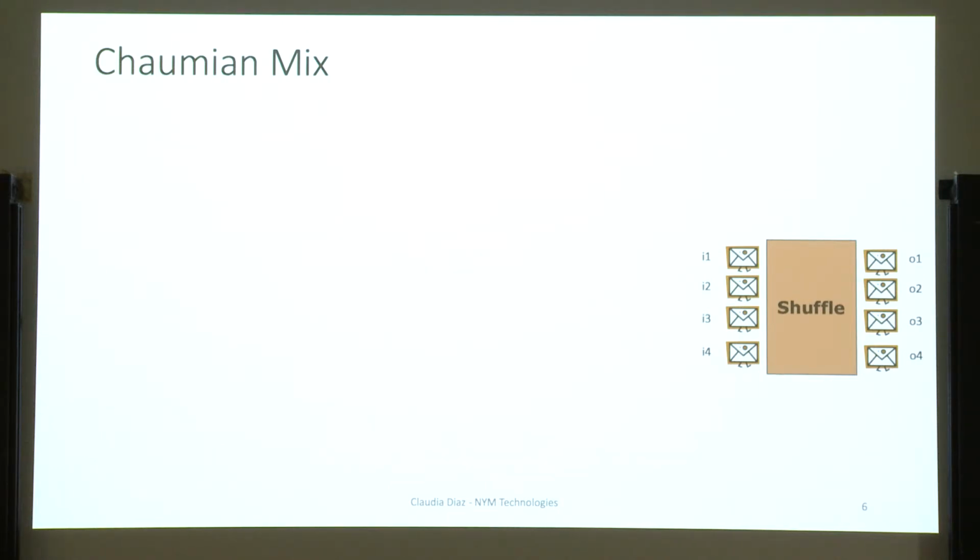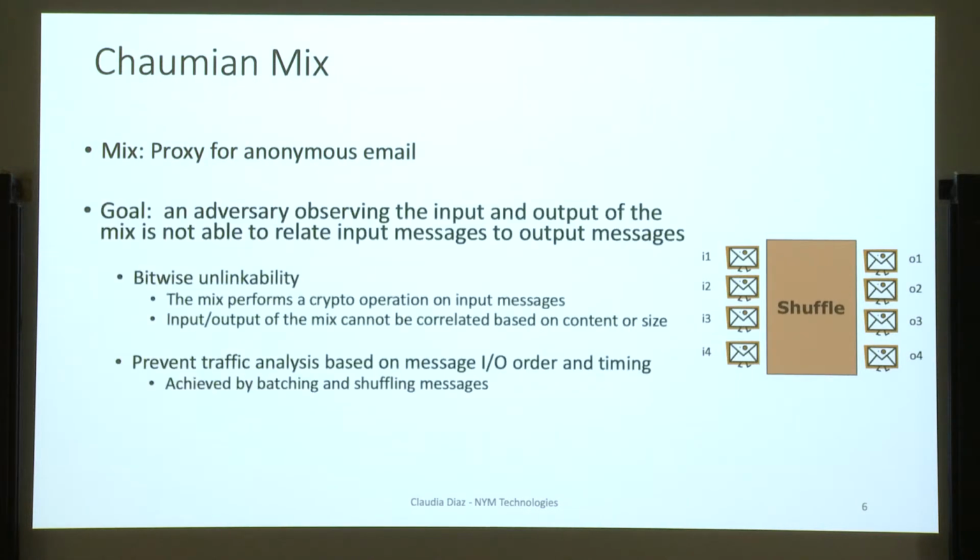These systems typically have a parameter, a threshold. For example, if the threshold is 100, it means that the mix will wait until it collects 100 messages. Once it has received the 100th message, it will perform a cryptographic operation, shuffle, and output. It was proposed to implement anonymous email.